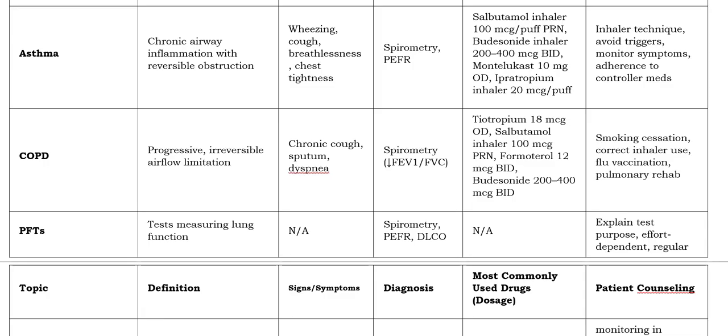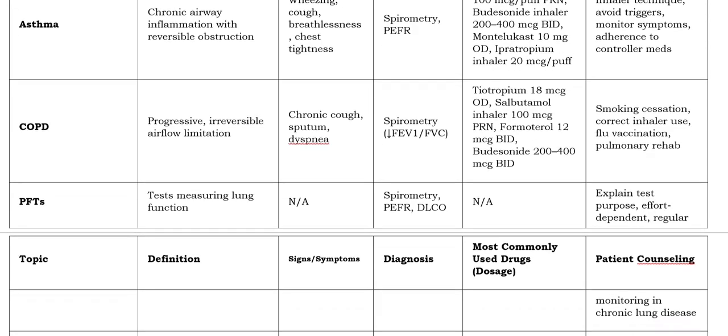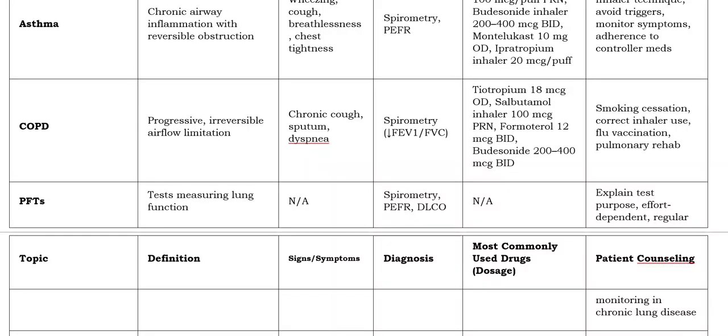The source includes PFTs, pulmonary function tests, and notes NA for symptoms because it's a diagnostic tool. What specific tests are listed? The specific tests listed are spirometry, which we've discussed, PEFR, peak expiratory flow rate, and DLCO, which measures diffusing capacity, how well oxygen moves into the blood. And no drugs listed because? Because it's a test, not a disease treated with drugs. So NA under drugs is correct.